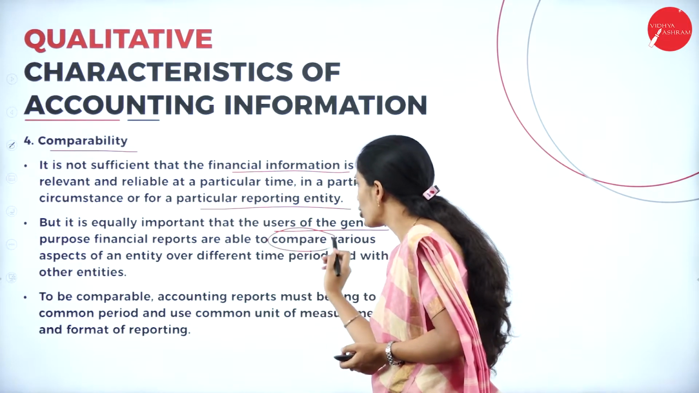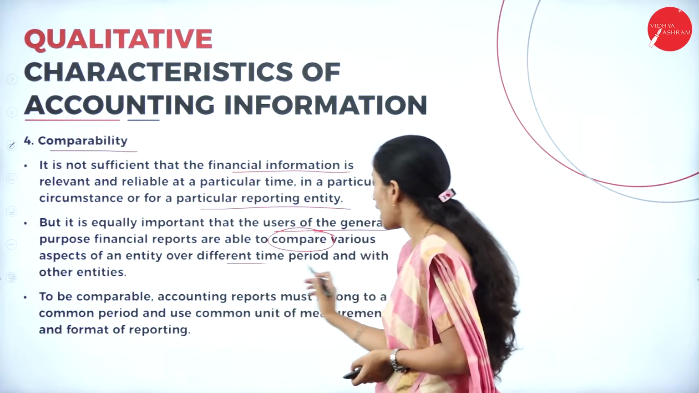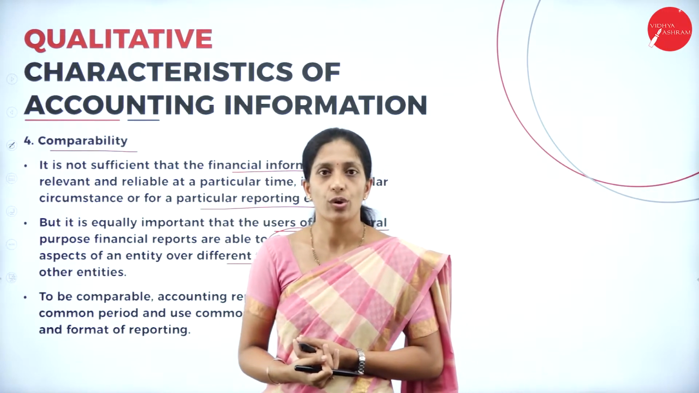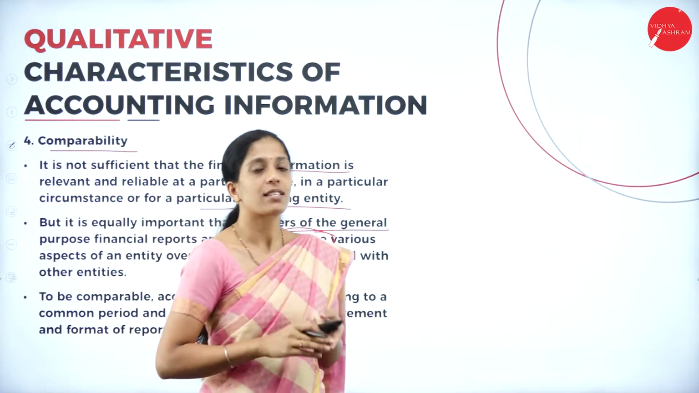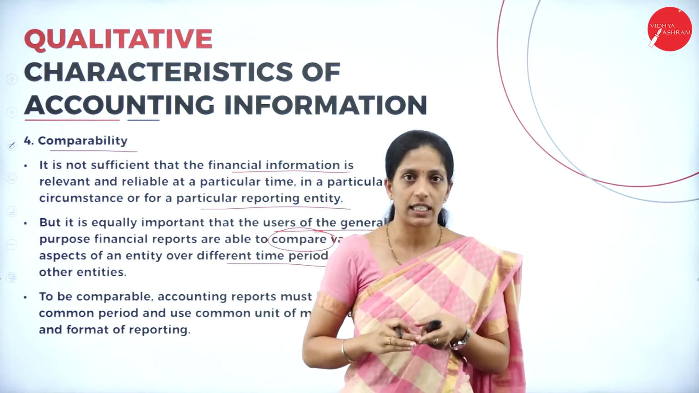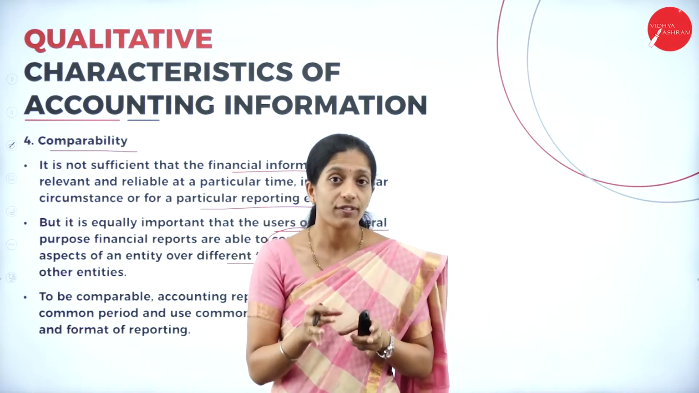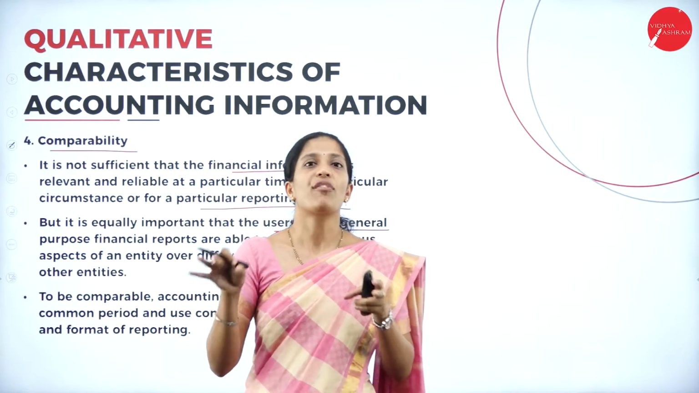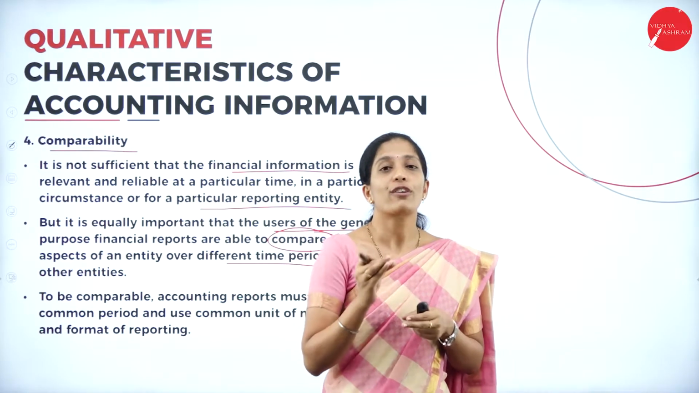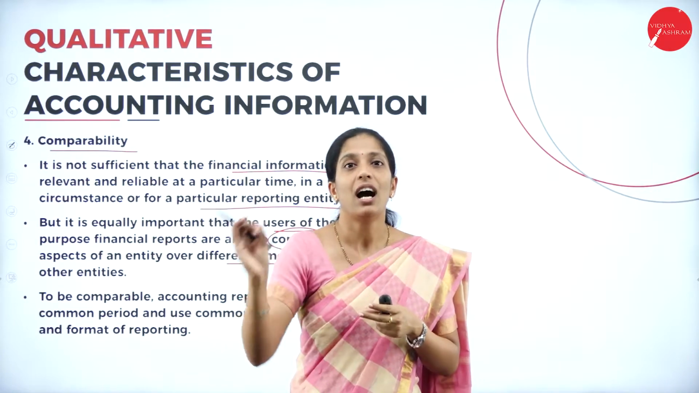So here they are able to compare the various aspects of the entity over different time periods and with other entities also. Now, as I have already told you, the accounting information should be in such a way that the accounting results have to be compared from one year to another year and from one entity to another entity, of the same nature. So there are a number of organizations which are conducting business of the same nature. Then in order to know their competitors, the accounting results have to be compared with the other entity.